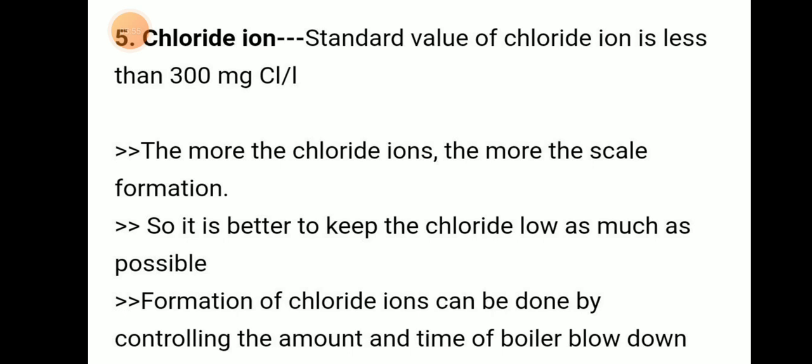Chloride ion: the standard value is less than 300 mg Cl per liter. The more chloride ion, the more scale formation. So it's better to keep the chloride level as low as possible. Formation of chloride ion can be controlled by the amount and time of boiler blowdown.